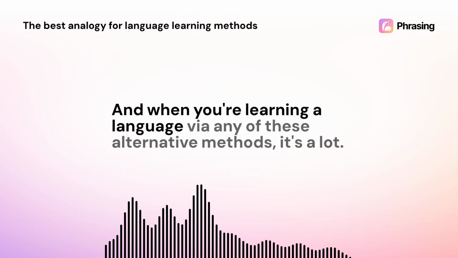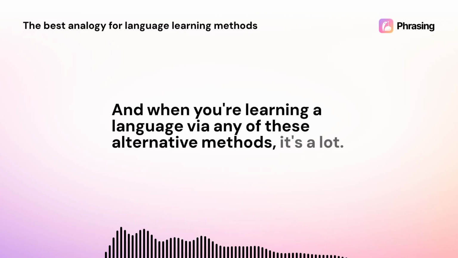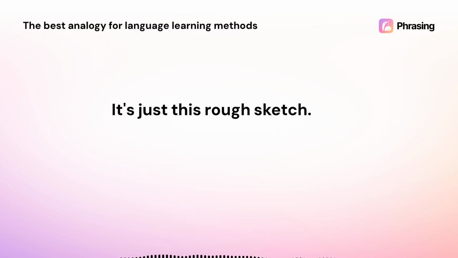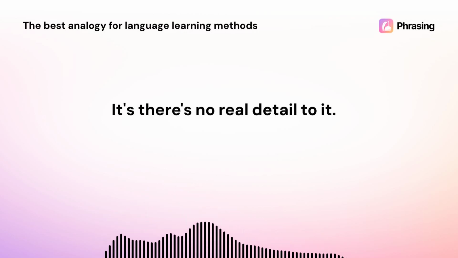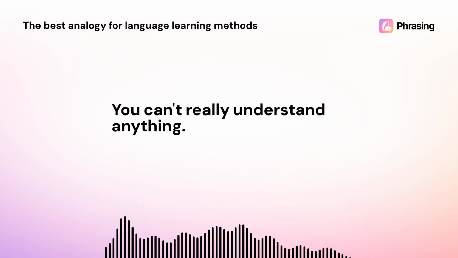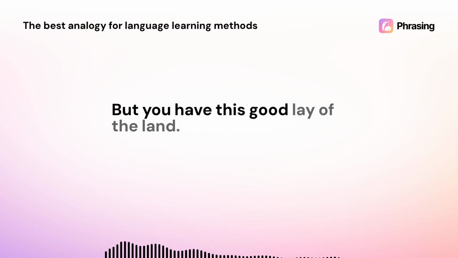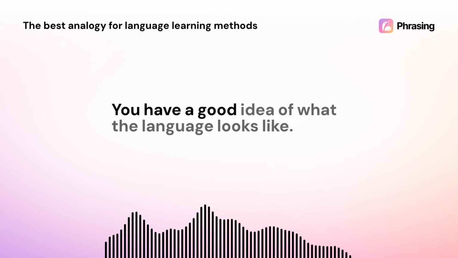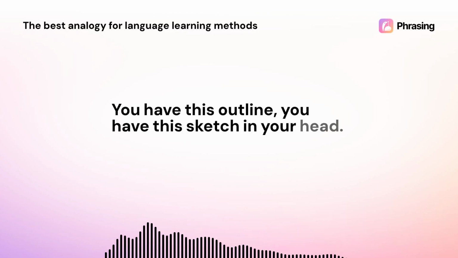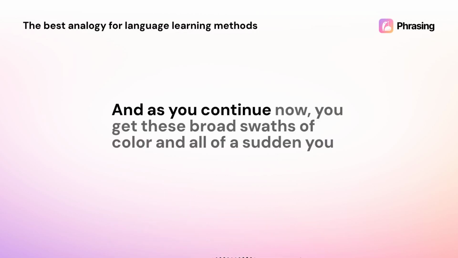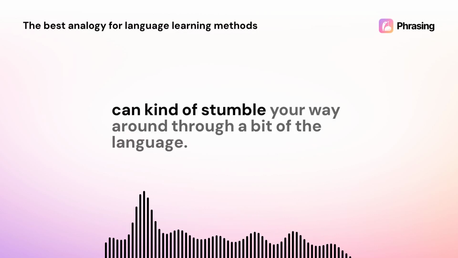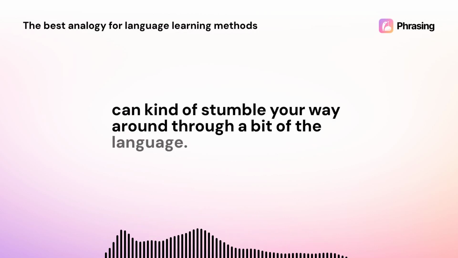And when you're learning a language via any of these alternative methods, it's a lot the same thing. When you're starting, it's just this rough sketch. There's no real detail to it. There's no real substance. You can't really say anything. You can't really understand anything, but you have this good lay of the land. You have a good idea of what the language looks like. You have this outline. You have this sketch in your head. And as you continue, now you get these broad swaths of color, and all of a sudden you can kind of stumble your way around through a bit of the language.